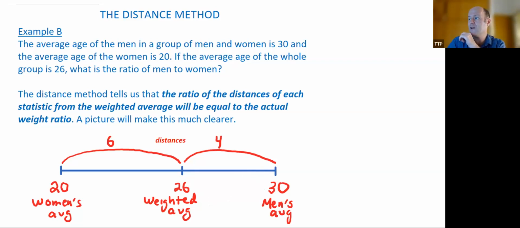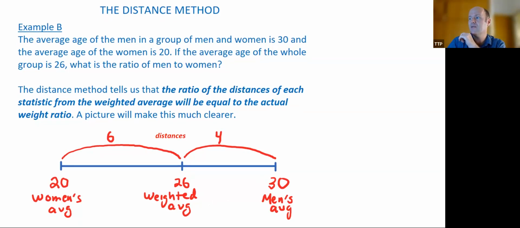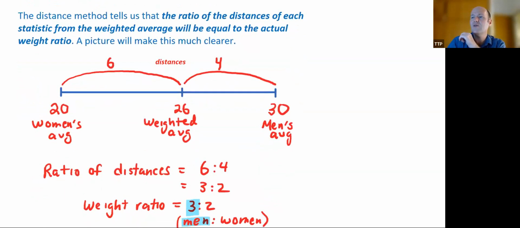Now, the cool part, you guys will get a kick out of this, is that the ratio of those distances, in this case, 6 and 4 reduced, let's say, to 3 to 2, is the actual weight ratio of the two parts. In other words, because 26 is 6 away from the women and 4 away from the men, the men and women are in a 3 to 2 weight ratio.